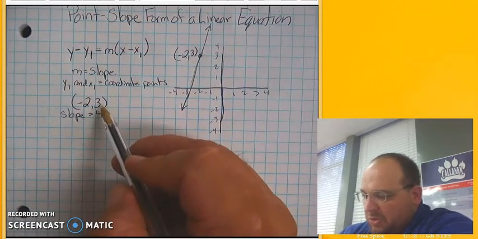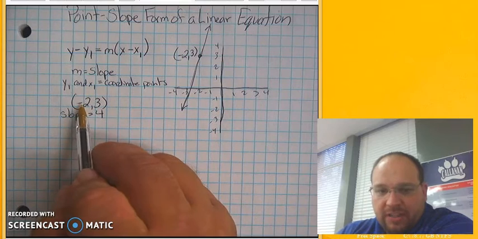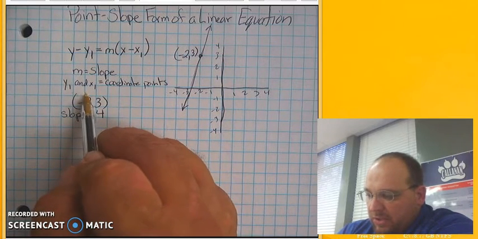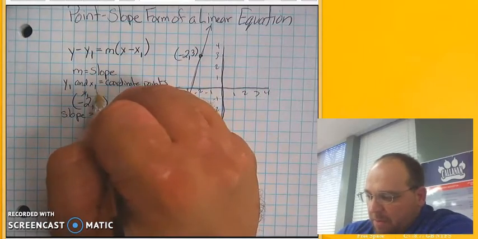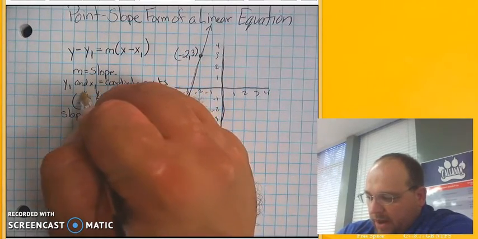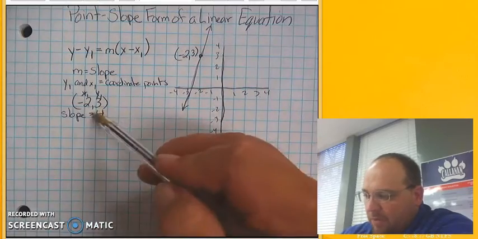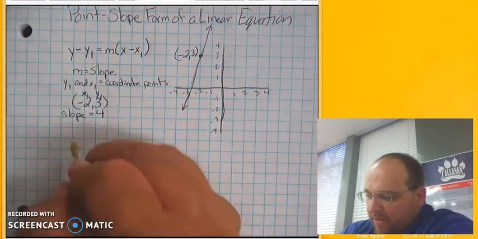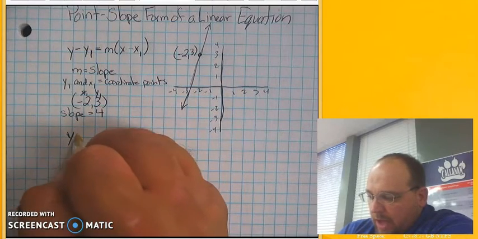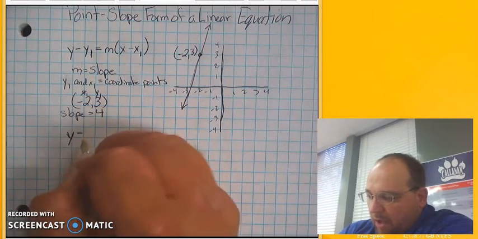So let's go ahead and substitute in here. Again, I notice that negative 2 is my x-coordinate, so this is going to be my x1. 3 is going to be my y1. So now that I've identified my x1 and my y1, my slope is 4. I'm going to substitute that in here. I do not have a value for y. I do, however, have a value for y1, which is 3.